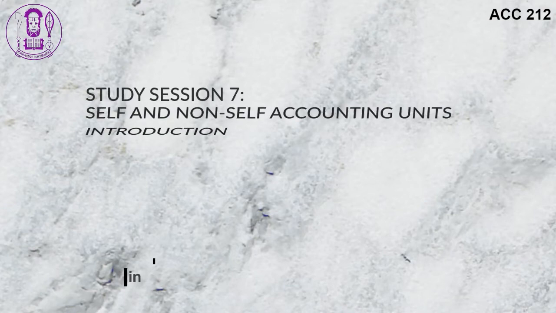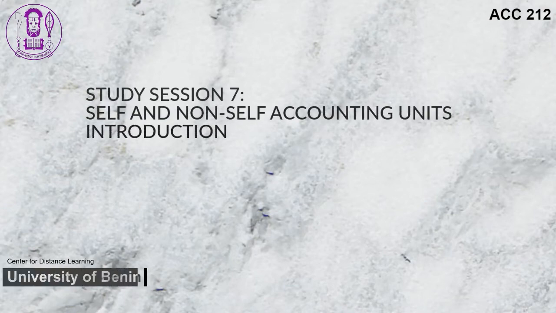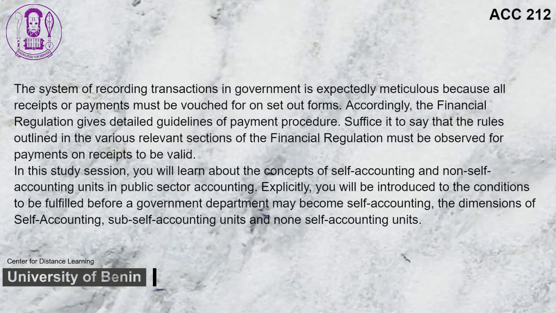Study Session 7, Self and Non-Self Accounting Units. Introduction. The system of recording transactions in government is expectedly meticulous because all receipts or payments must be vouched for on set-out forms. Accordingly, the financial regulation gives detailed guidelines of the payment procedure. Suffice it to say that the rules outlined in the various relevant sections of the financial regulation must be observed for payments or receipts to be valid.